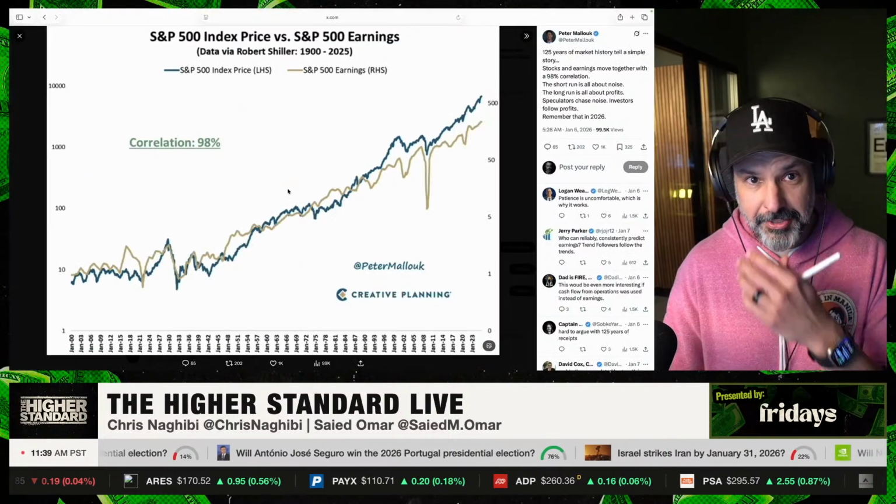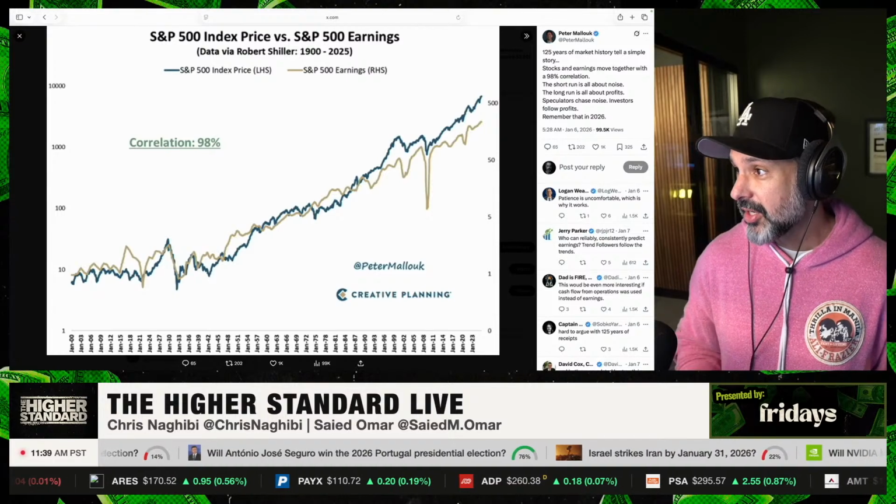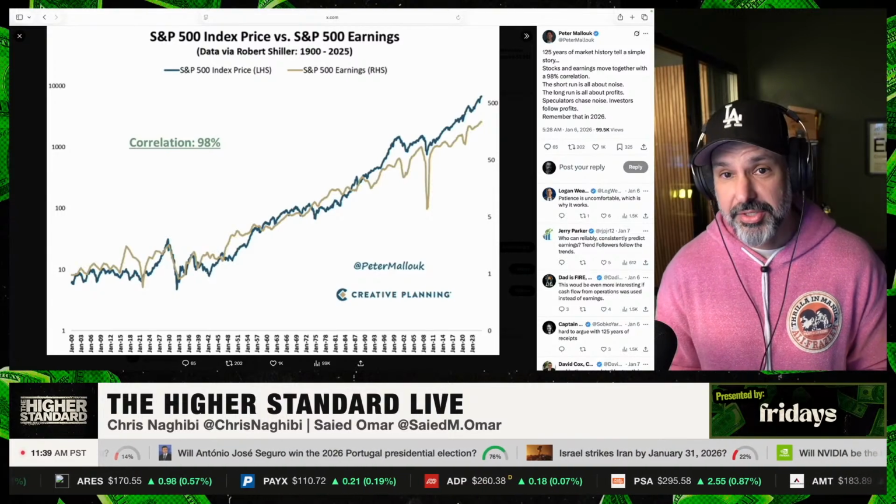So 125 years of market history tells a simple story. Stock and earnings move together with a 98% correlation. Historically correct, now incorrect. And I'm going to explain this. The short run is all about noise. The long run is all about profits. Speculators chase noise. Investors follow profits. Historically, that's been correct. Let's dive into this chart a little bit here. I'll put you on the screen so you can take a look. There you go. S&P 500 index typically follows S&P 500 earnings.